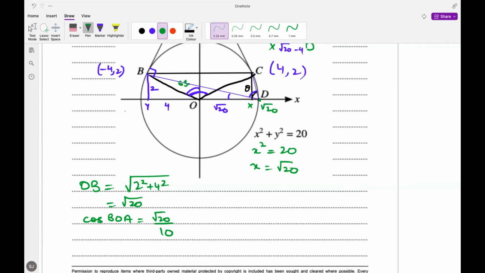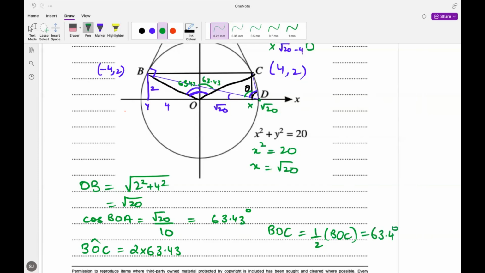Now, as this angle is 63.43, this angle will also be 63.43, and half of this angle will be this angle, which is BDC. So the angle BDC will again be 63.43 degrees. We can write this as 63.43 in the first step. Then angle BOC will be equal to 2 times 63.43. And finally, BDC will be equal to half of angle BOC. So the final answer will again be 63.4 degrees for angle BDC.